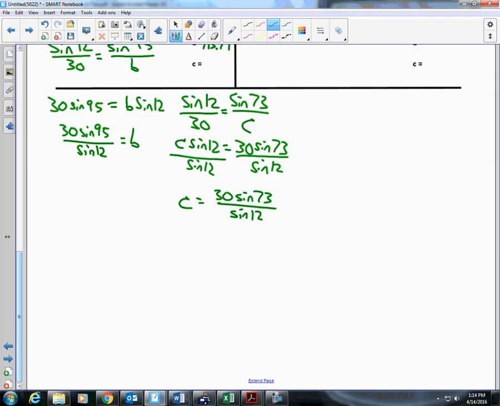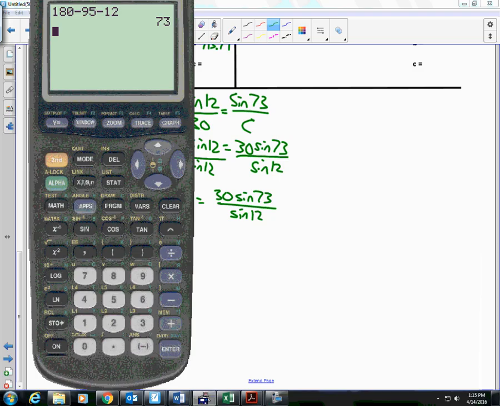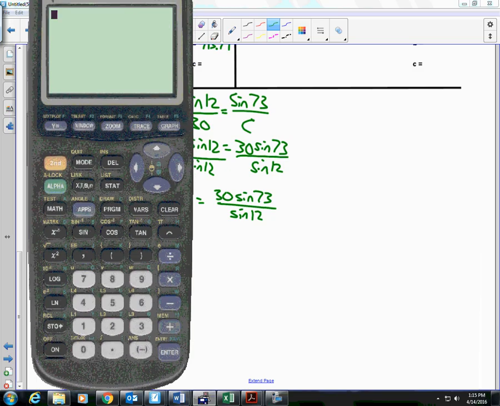Now, if you don't have a calculator that can do what mine does, then go ahead and just get a decimal for sine of 73 and a decimal for the sine of 12. When I say a decimal, I would carry it out to like four decimal places, okay? And then just compute it at that point. But mine handles that order of operations pretty well. Again, I can go 30 times the sine of 73 divided by the sine of 12.